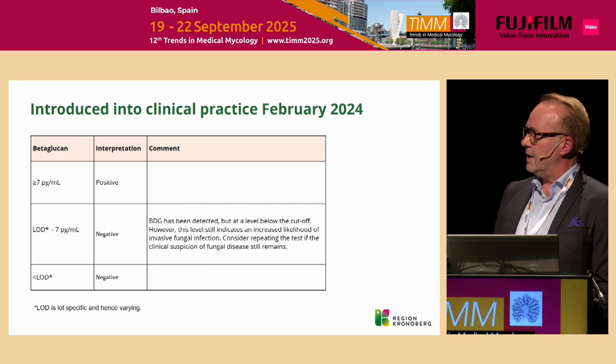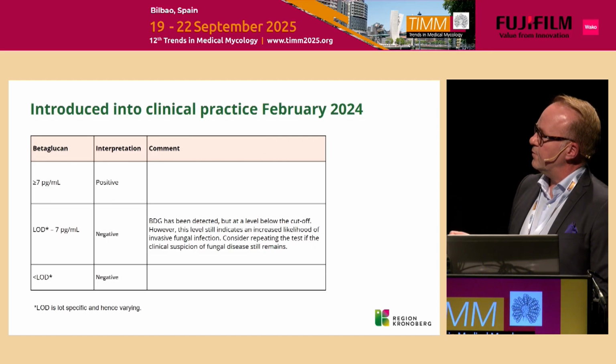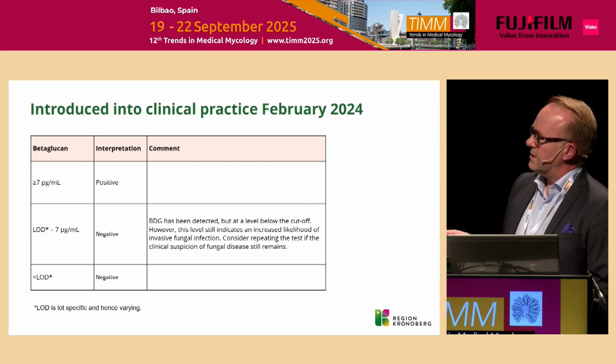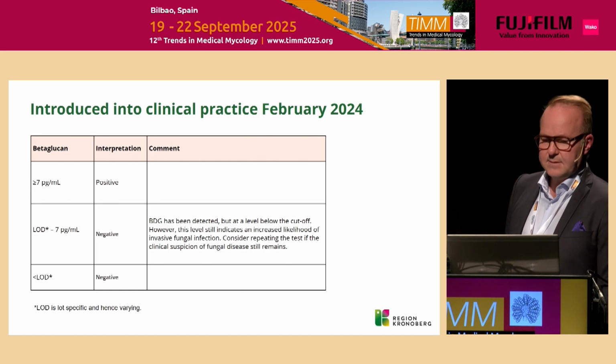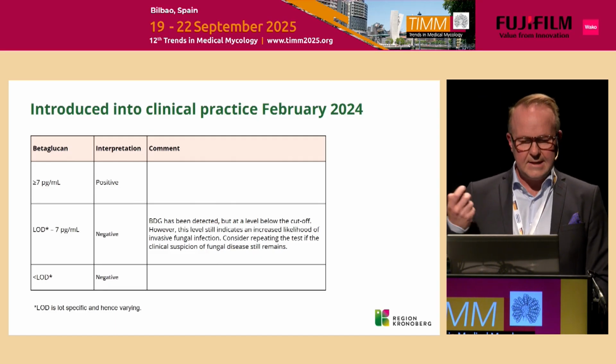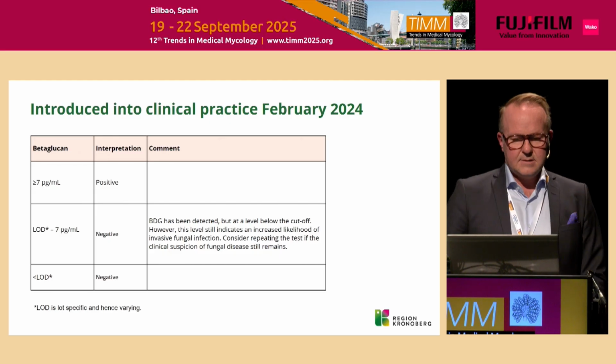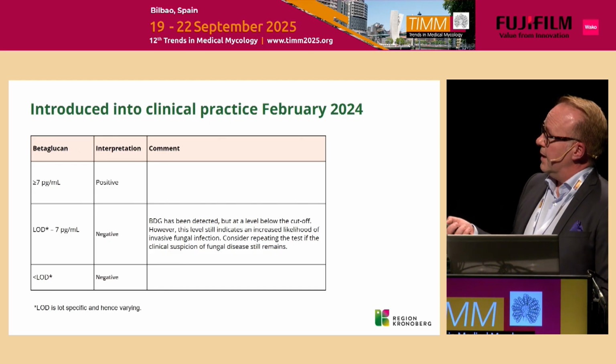Based on the papers I just briefly summarized, apart from the positive and negative samples, for all samples with a measurable level of BDG but below the cutoff of 7, apart from reporting it negative, we added this comment: BDG has been detected, but the level is below the cutoff, and this level might still indicate an increased likelihood of invasive fungal infections. If the clinical suspicion is still there, we recommended a new sample.